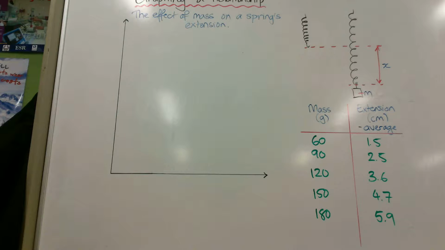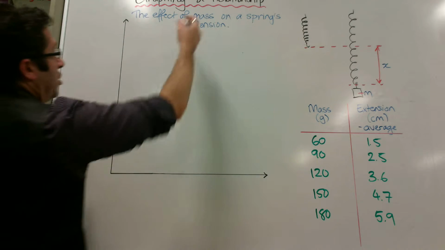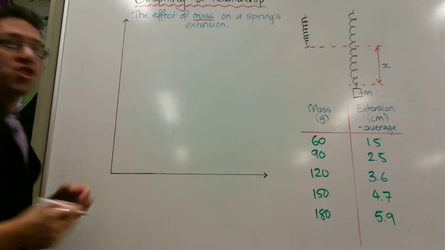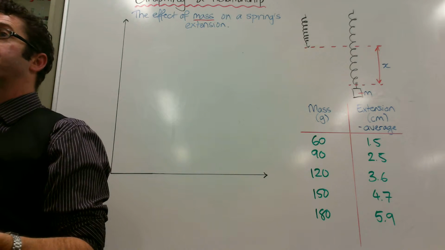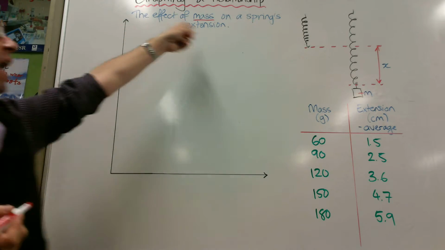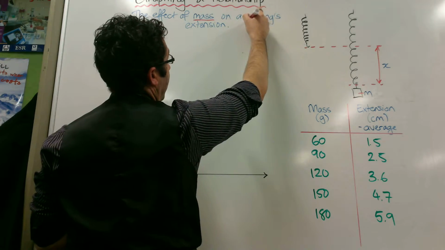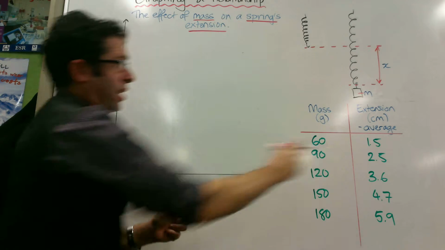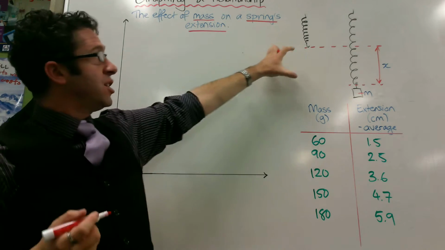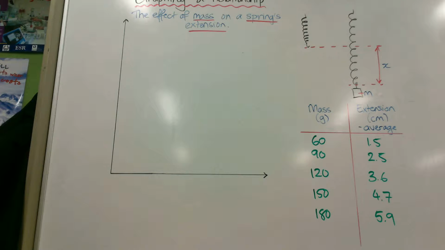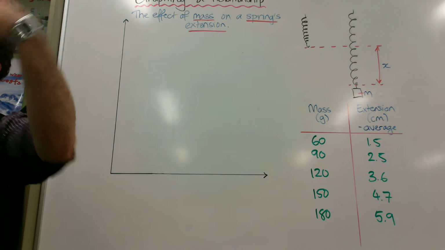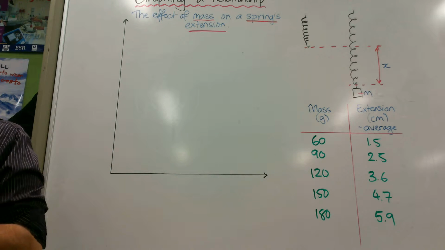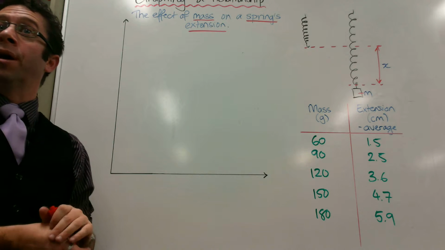And it's really good to start with the effect of, you change the word mass for whatever you changed on purpose. So for our rugby kicking, what did we change on purpose? Angle. So you'd make that the effect of angle. And spring's extension is what we are measuring in this experiment, how much it's stretched. So in our rugby one, what would that be changed for? Distance travelled. Fantastic, distance travelled. So it'd be the effect of angle on the rugby ball's distance. Okay, so that's how we'd write a title for our rugby ball one.